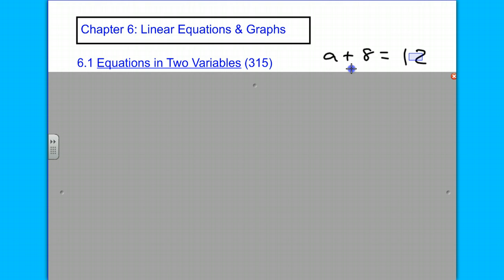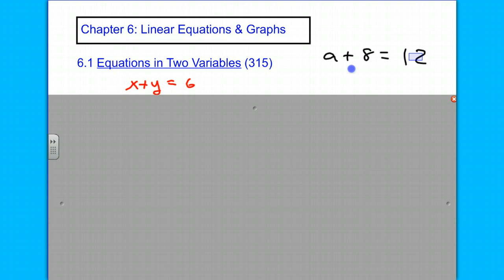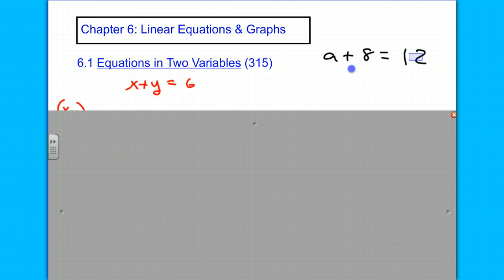And is there another solution to this equation? No, that's it. So today we're moving to equations in 2 variables. We will see 2 instead of 1. So when I give you this kind of basic little equation, x plus y equals 6, jot it down.